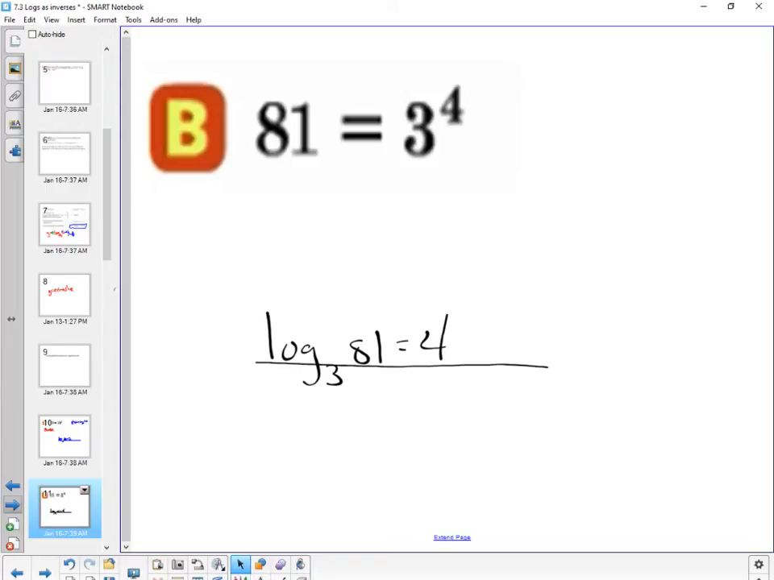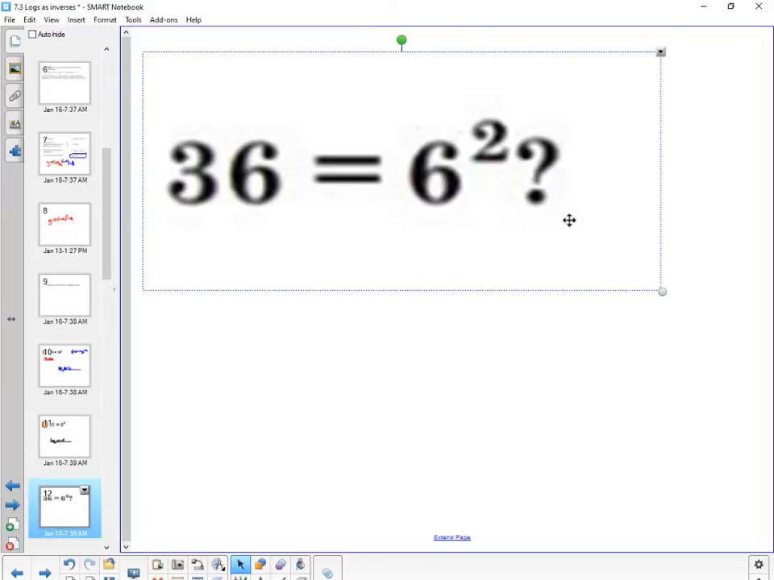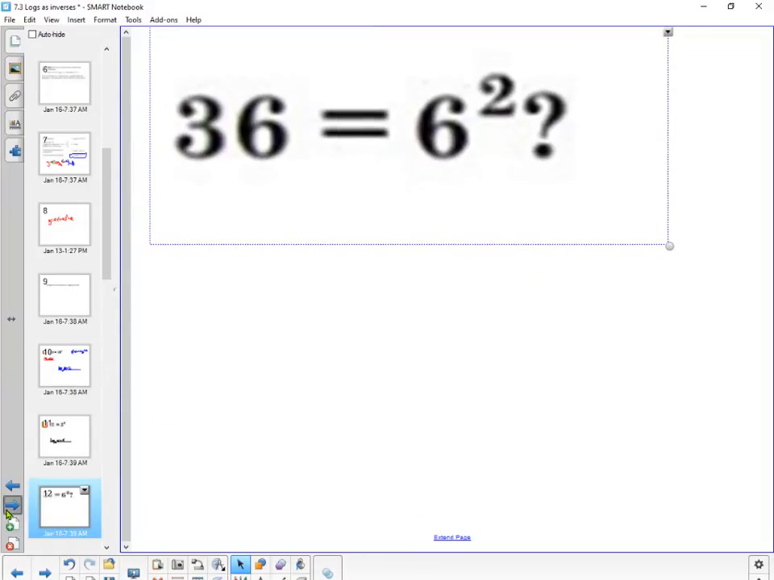So this is what you should have. Log base 3 of 81 is equal to 4. Good? One more time. Boom. We did that. Did we? Okay, then skip it. Let's move on.